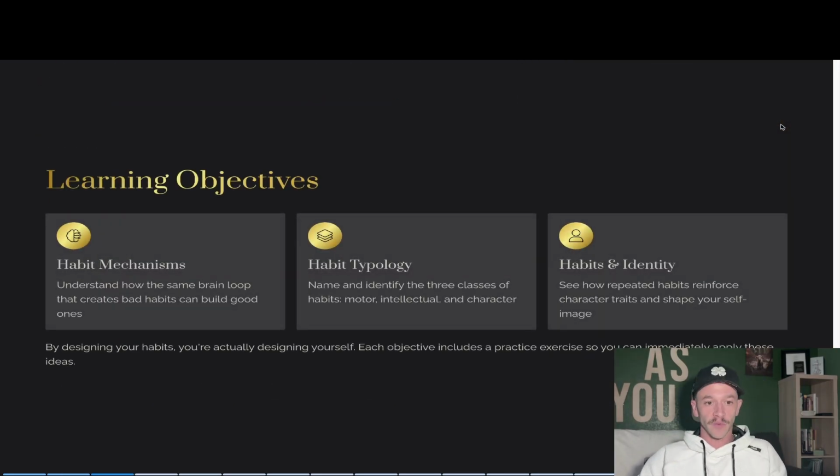The learning objectives for today are: habit mechanisms, understand how the same brain loop that creates bad habits can build good ones; habit typology, name and identify the 3 classes of habits: motor, intellectual, and character; and habits and identity, see how repeated habits reinforce character traits and shape your self-image. By designing your habits, you're actually designing yourself. Each objective includes a practice exercise so you can immediately apply these ideas.